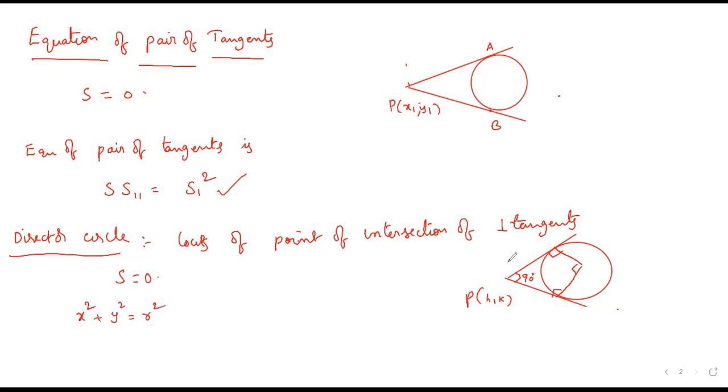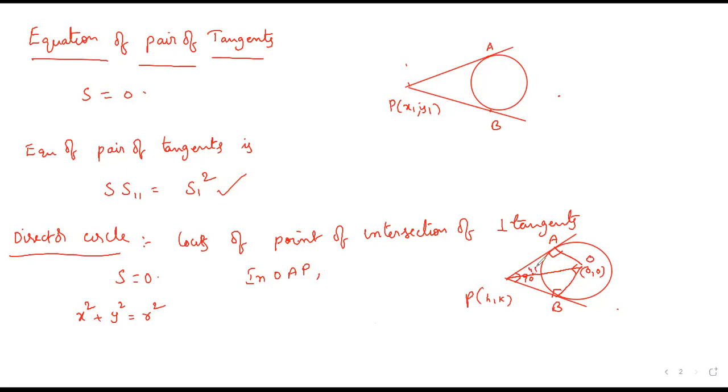Then what is the locus of this point? The center is the origin. And this point, if you take it as A, B. So to find this locus, in the triangle, this is the center, you take it as O. So in triangle PAO, or OAP, triangle OAP.